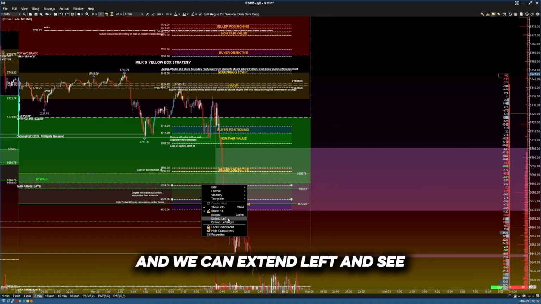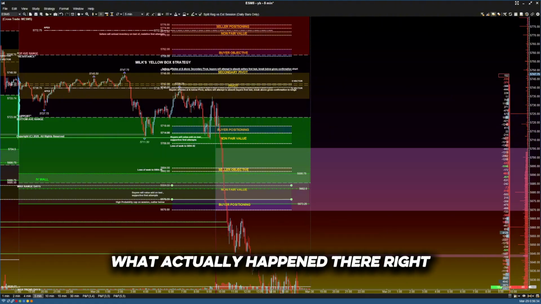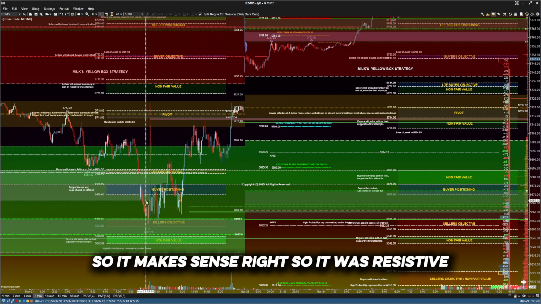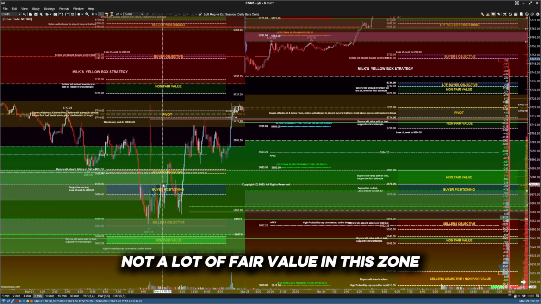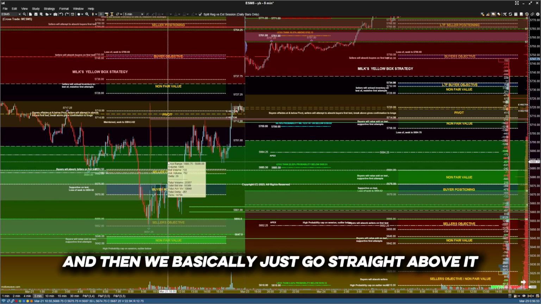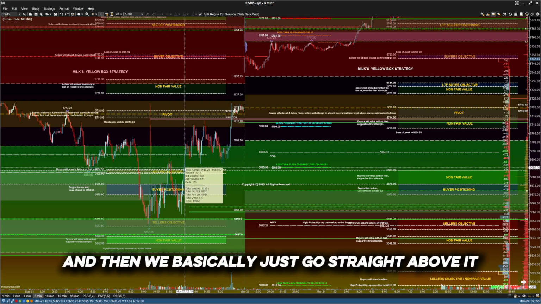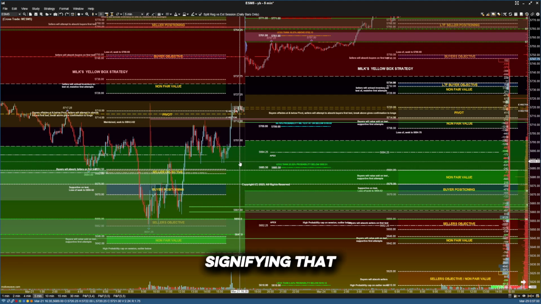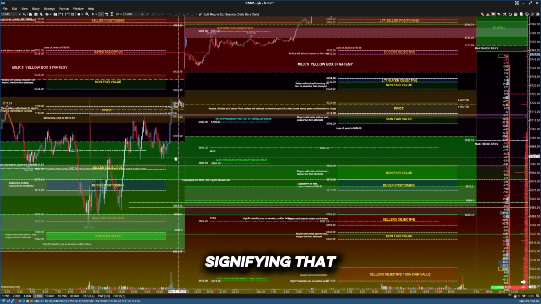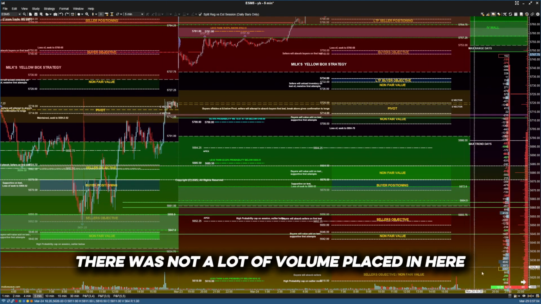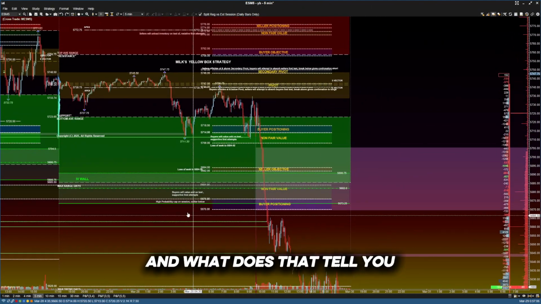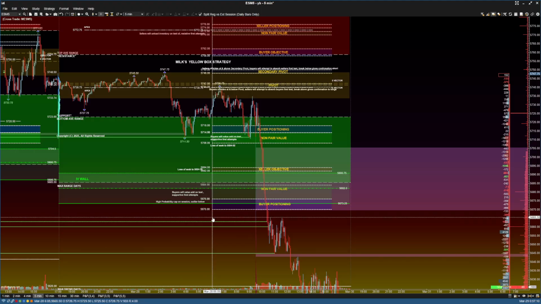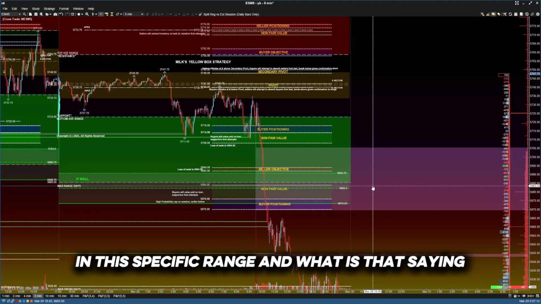And we can extend left and see what actually happened there, right? So it makes sense, right? So it was resistive, not a lot of fair value in this zone. And then we basically just go straight above it and we don't auction in this specific range, signifying that there was not a lot of volume placed in here. And what does that tell you? That since there's not a lot of volume, there's not a lot of interest in auctioning in this specific range.